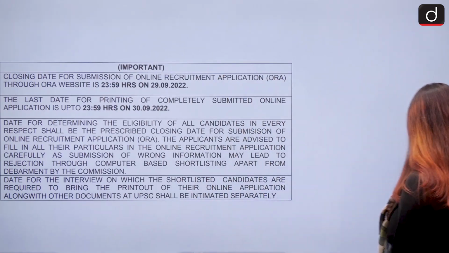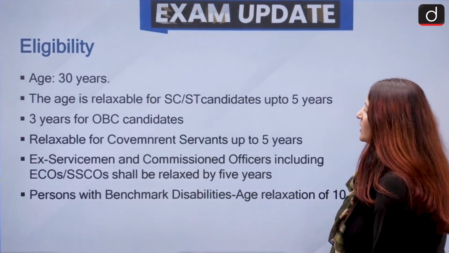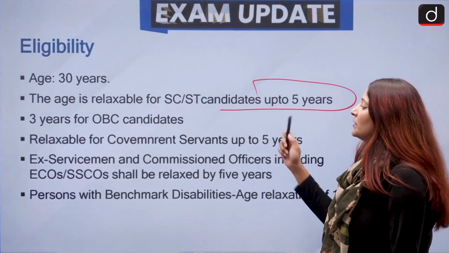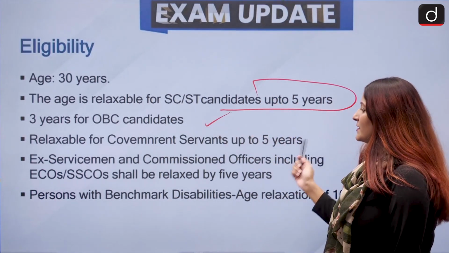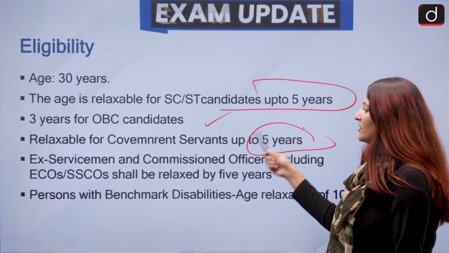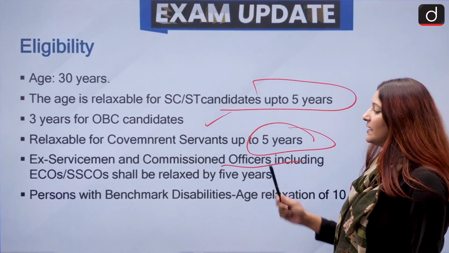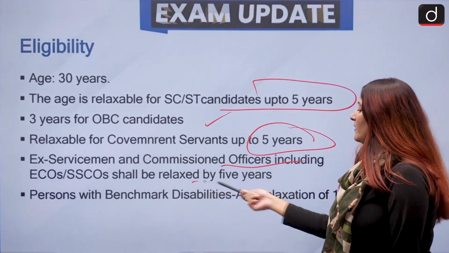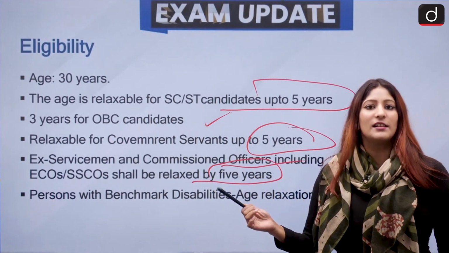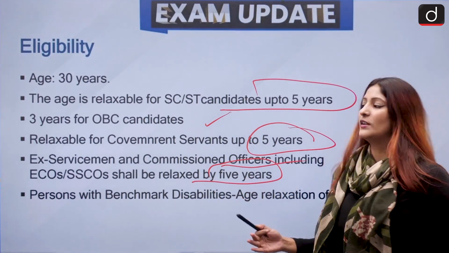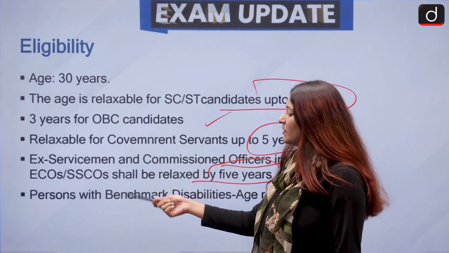Moving ahead, let us talk about relaxation. For SC, STs, the age is relaxable up to 5 years. 3 years for OBC candidates. For government servants, it's 5 years. For ex-servicemen and commissioned officers, including ECOs and SSCOs, again by 5 years. There are certain conditionalities with respect to the amount of service you have given to the army. That is also there. Do read about it.